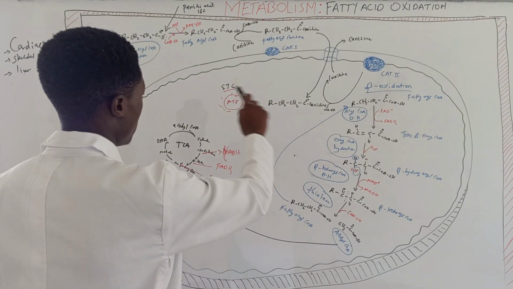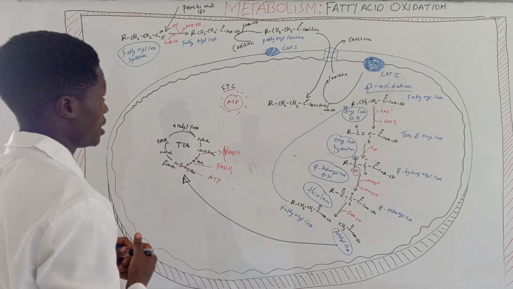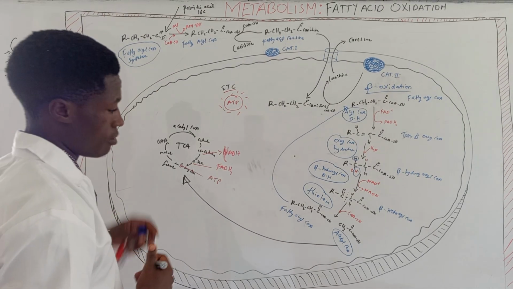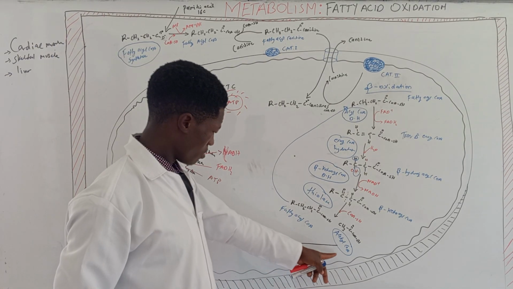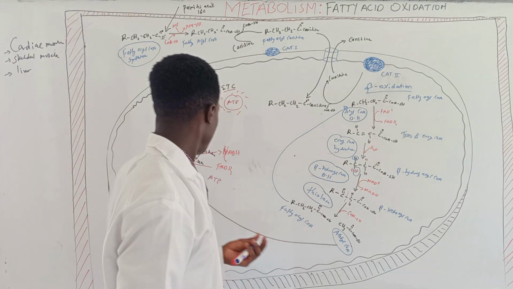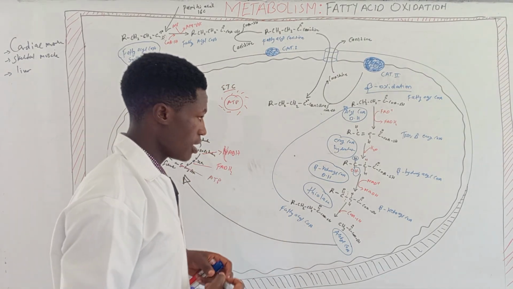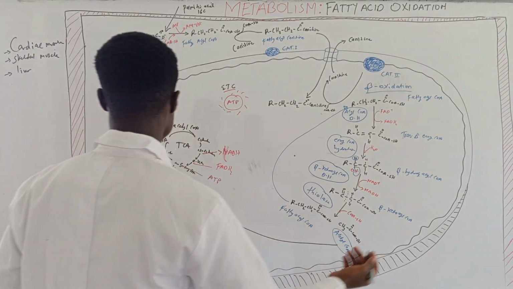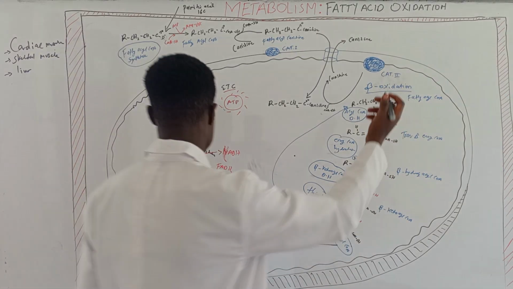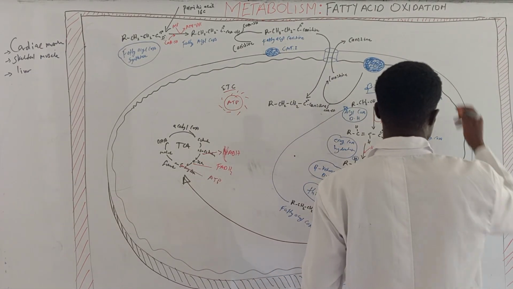For example, we ran the palmitic acid. Now palmitic acid is a 16 carbon. So somebody may wonder, how many acetyl CoA are we going to get, how much ATP are we going to get for that matter. Now let us see. We have a 16 carbon, I should just do it here. Forgive me for this. 16 carbon.